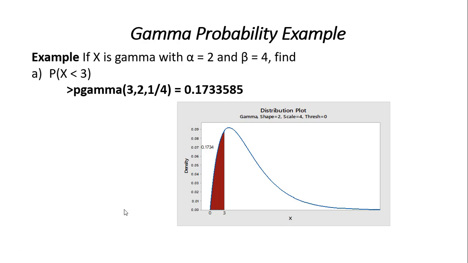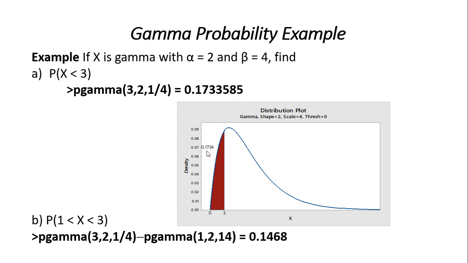One example: if X is gamma with alpha equals 2 and beta equals 4, find the probability X is less than or equal to 3. We would use P gamma, 3, 2, 1/4. Remember, this argument here is 1 over beta. We get the probability. And here you see a distribution plot. We have this gamma distribution. Notice this PDF is definitely non-symmetric. You can see we have X values down here. So the probability X less than 3, we get 0.1734.